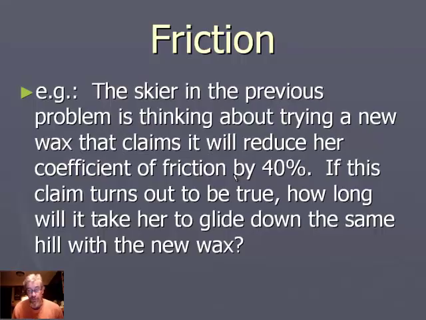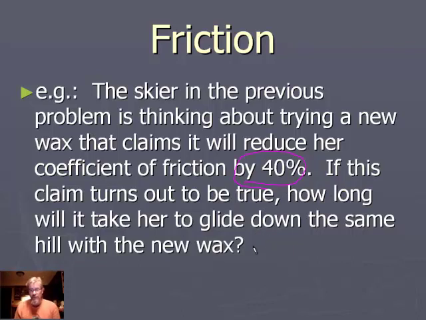This problem is related to the previous problem. It's all the same data, but it says that this new wax the skier is trying claims to reduce her coefficient of friction by 40%. So it'll be 40% smaller than it is now. And the question is, if this turns out to be true, how long will it take her to glide down the same hill with the new wax?